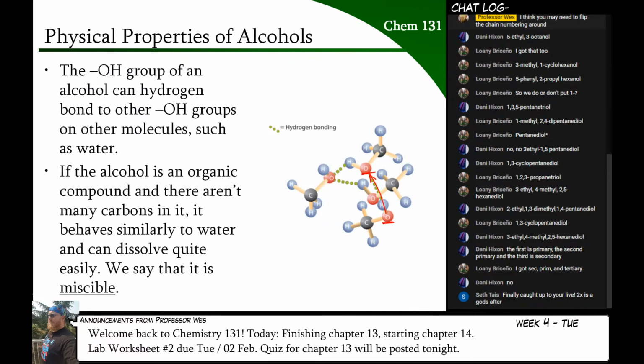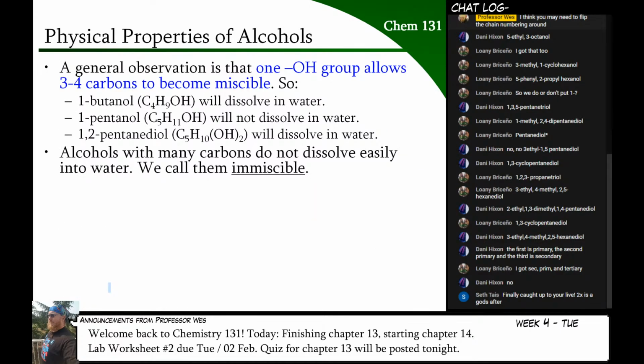All right. Now, solubility for alcohols depends on the number of carbons. So if the number of carbons is small, then we give it this term, miscible. Miscible means that it will dissolve into an aqueous solution. Now, the number of carbons where this starts to fall apart is around 4 or 5. 3 or 4, okay.